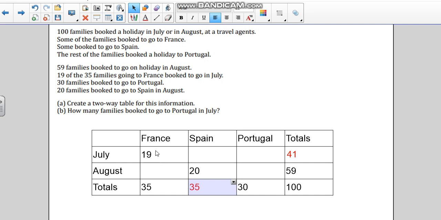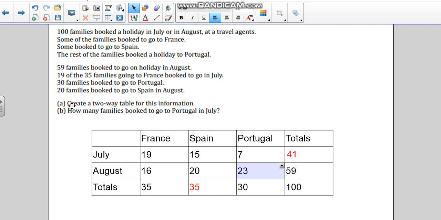I can work this one out because I know that 35 people went to France, 19 booked in to go in July, so the rest must go in August. So I need to do 35 take away 19, okay, which is going to be 16. Again, here I've got 35 in total went to Spain, 20 booked to go in August, which means 15 must have booked to go in July. Okay. That means I can now finish these two by going across. So 19 add 15 is 34, which means Portugal must be 7. And 16 add 20 is 36, which means this one must be 23. And then I can just do a quick check, do these two add up to this one, 7 add 23 is 30, so I know it's completed.